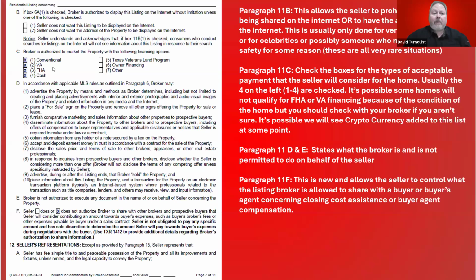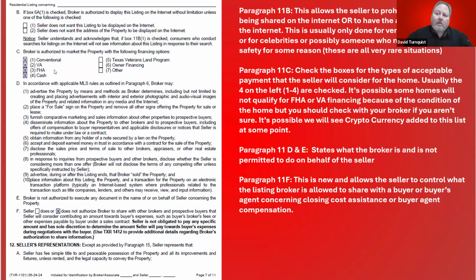Conventional loans, VA loans, FHA, and cash. Well, cash is always going to be checked. Nobody says no to cash. But most people don't use cash to buy a house. I wish they did. But cash and conventional will always be checked.